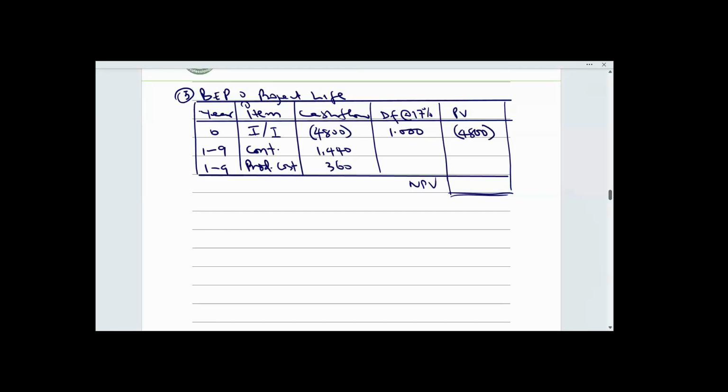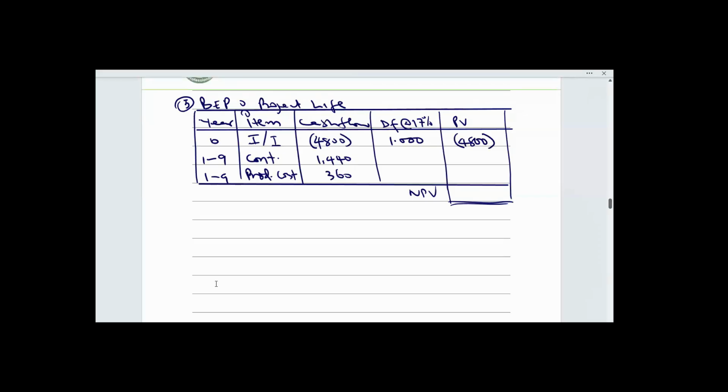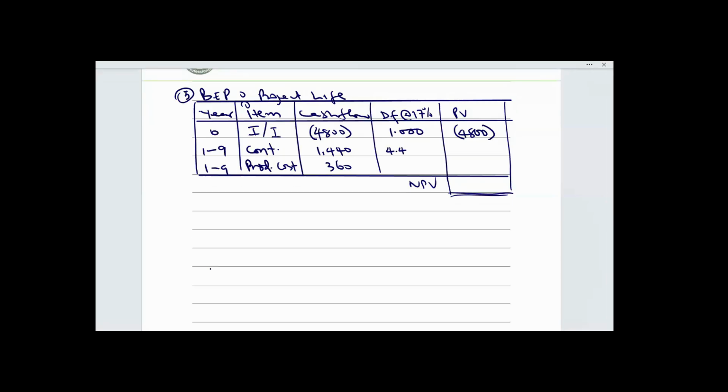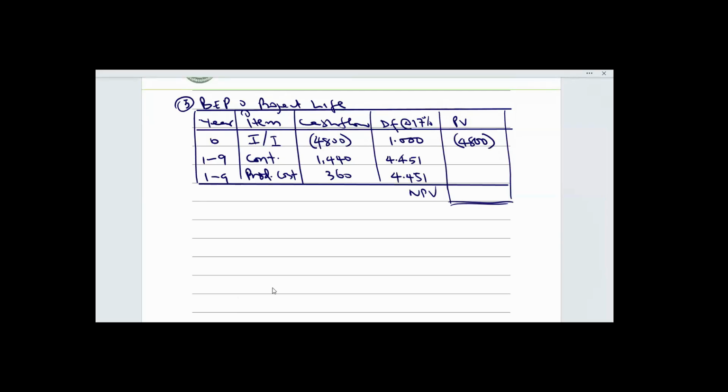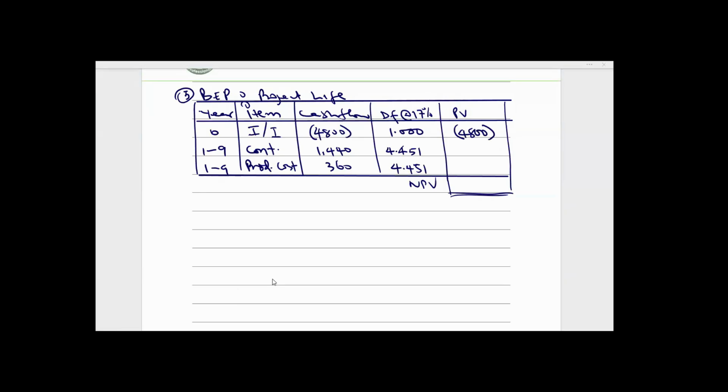Okay. 4.451. 4.451, right? Is that what you just said? Yes, sir. 4.451. Okay. So here is 4.451. So let's multiply. Okay. What's the present value?